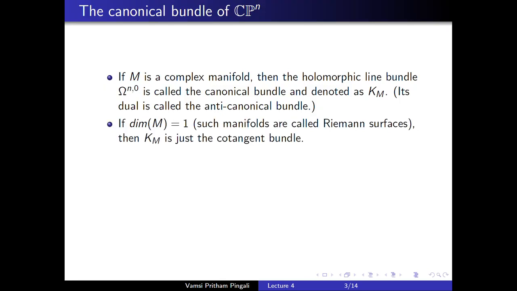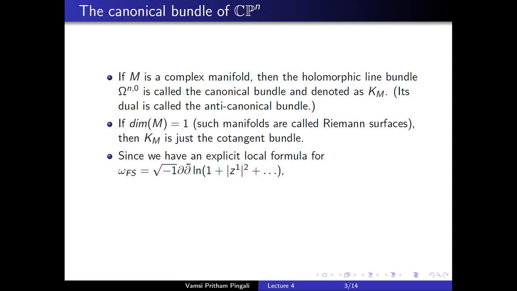If the dimension of M is 1, by the way, such manifolds are called Riemann surfaces. Compact complex one-dimensional manifolds are Riemann surfaces, and by the way, they're all projective. It's not easy, it's a theorem of Riemann. In such a case, K_M is simply just the cotangent bundle. It's just a special case.